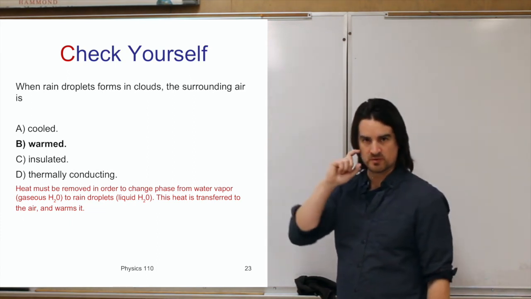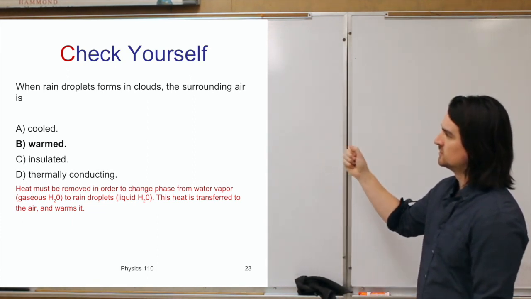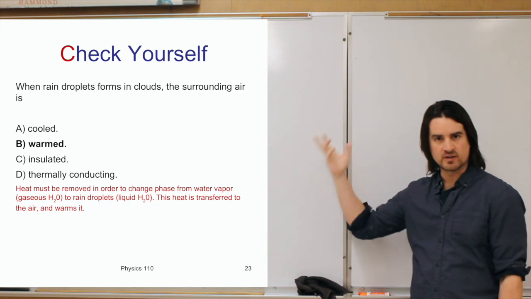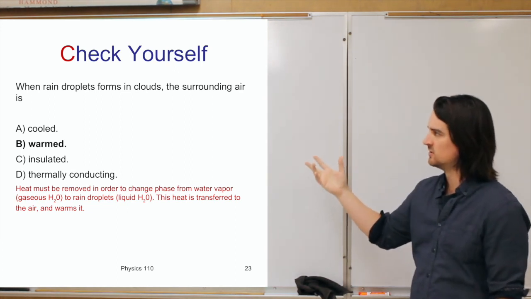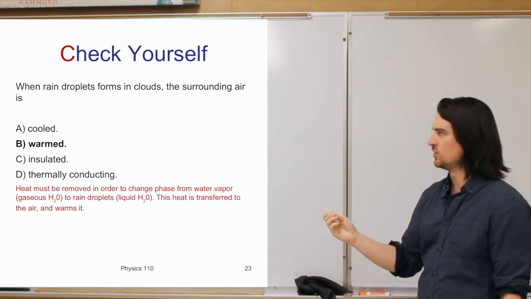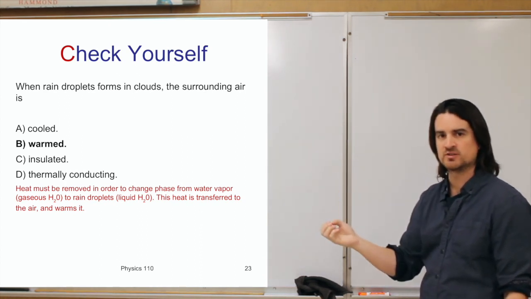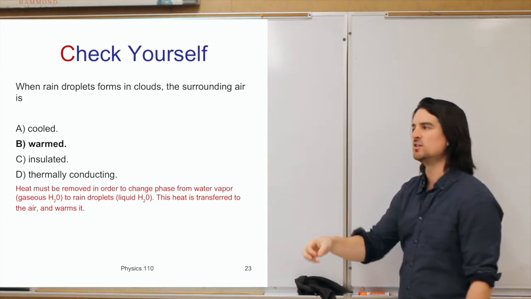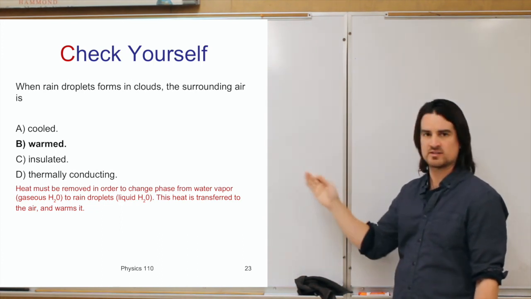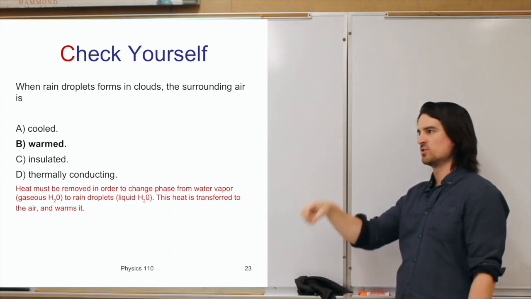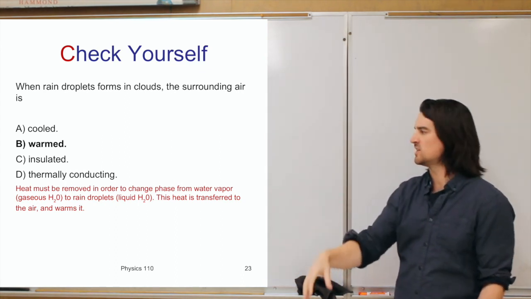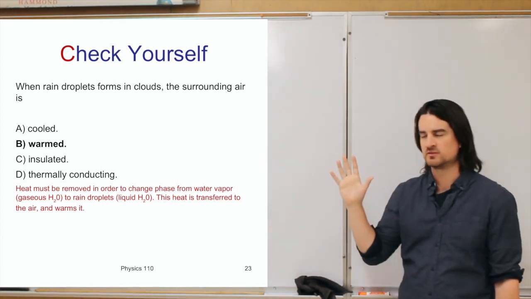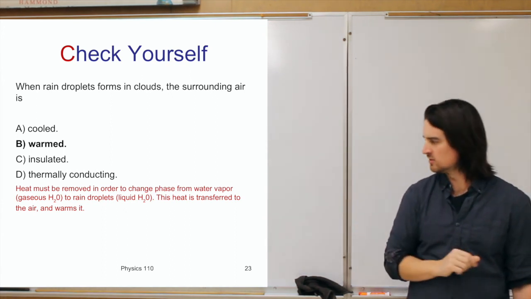Turns out the air is going to be warmed by that process. Right? So rain droplets forming, that means water vapor in the air, gaseous H2O, is condensing in order to form liquid water, to form rain droplets. Remember, if you're going to go from a gas to a liquid, you need to extract energy from it, from the gas. So that energy is being extracted, it's going out into the air around it. So essentially heat's coming out of the water vapor, that heat is going into the air around it. You extract that heat, you can condense it into liquid water into raindrops.